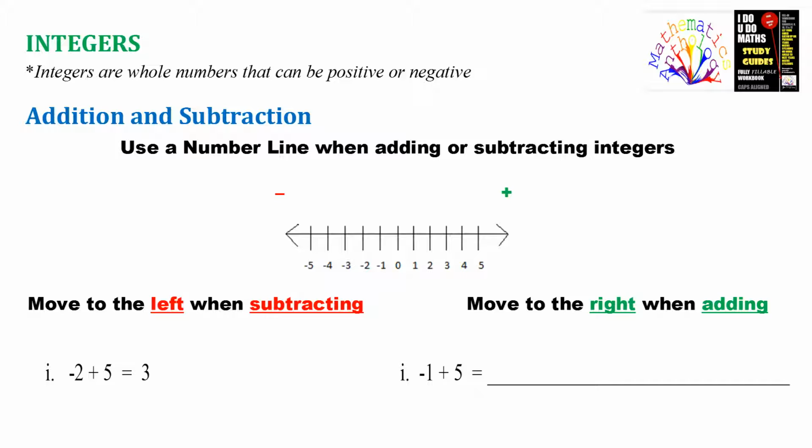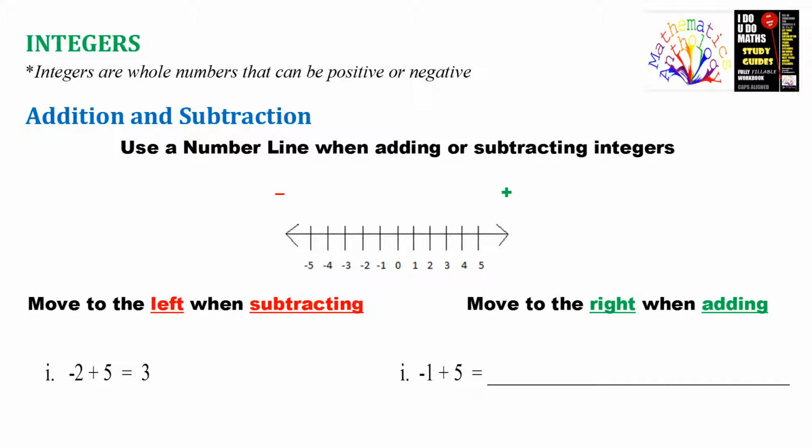Whenever you're adding or subtracting integers, you need to use a number line. So there's an example of our number line here, 0 in the middle. Our positive values are increasing as you move to the right, and our negative values as you move to the left. So the rule is you move to the left when you are subtracting, and you move to the right when you are adding.